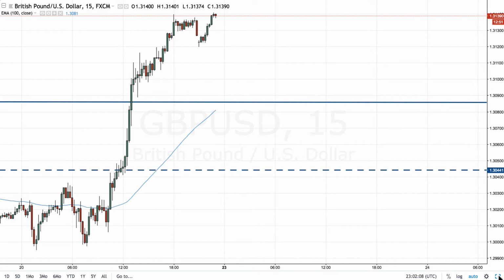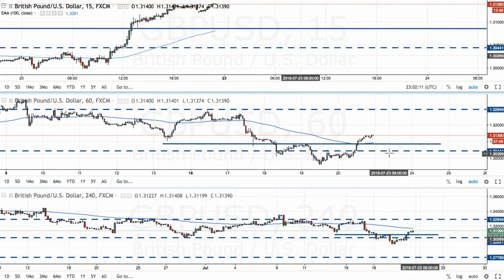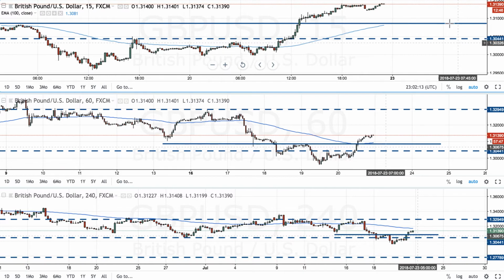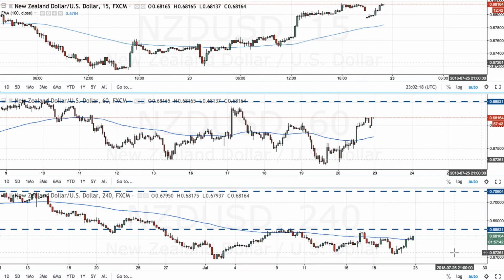I'm not sure if that's going to happen today, or perhaps if it will happen tomorrow, but that's ultimately my plan for the pound dollar. So let it pull back and then start buying. New Zealand dollar is not really near any major levels.